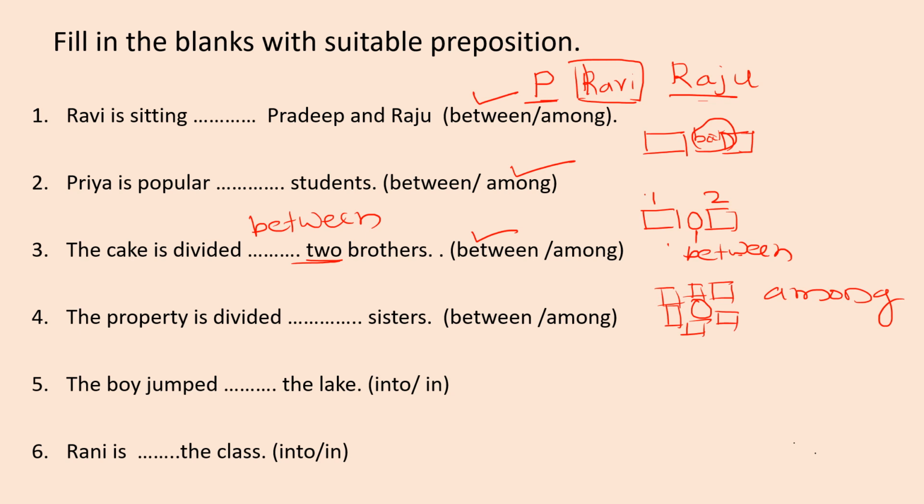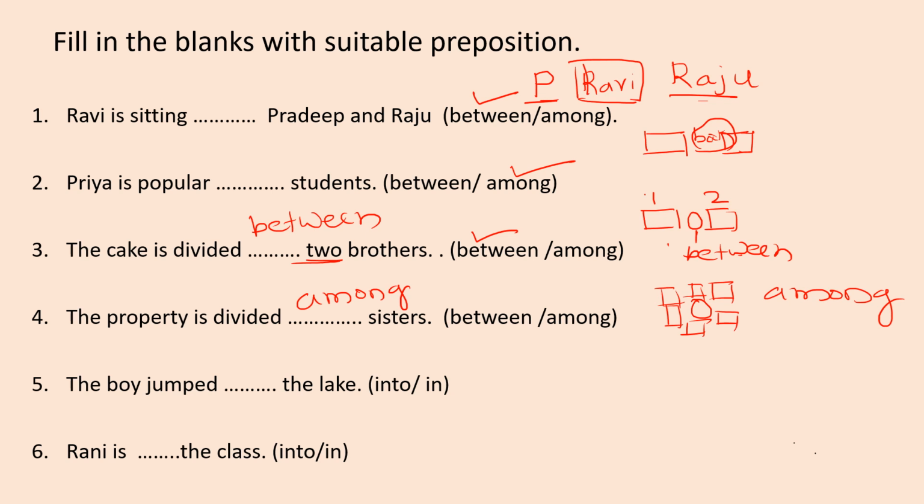Have you got it? Now the property is divided sisters. Here so many sisters are there, maybe 3, maybe 4, maybe 5, like that. That time we have to use among. So now I will ask one question: the property is divided sisters, before the word "it" is there, that time what will come?